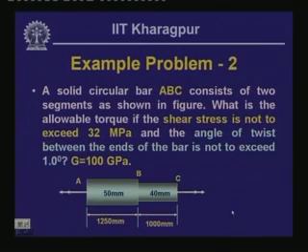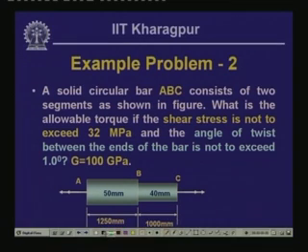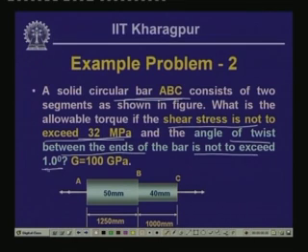Well, let us look into the second example problem. In fact, this example also was set last time. A solid circular bar ABC consists of two segments as shown in the figure. What is the allowable torque if the shear stress is not to exceed 32 MPa and the angle of twist between the ends of the bar is not to exceed 1 degree? G is given as 100 gigapascal.